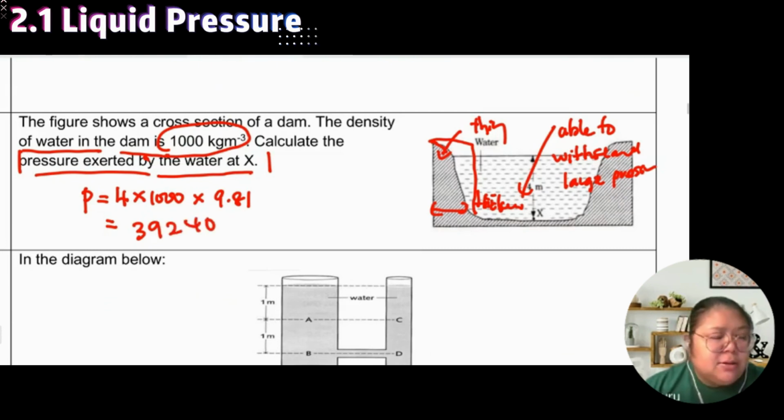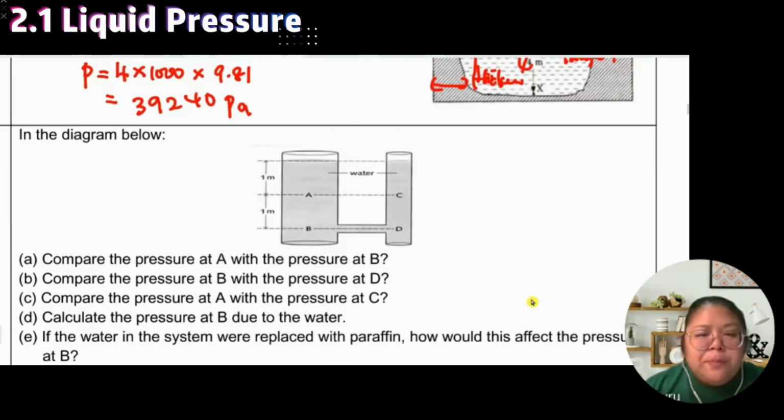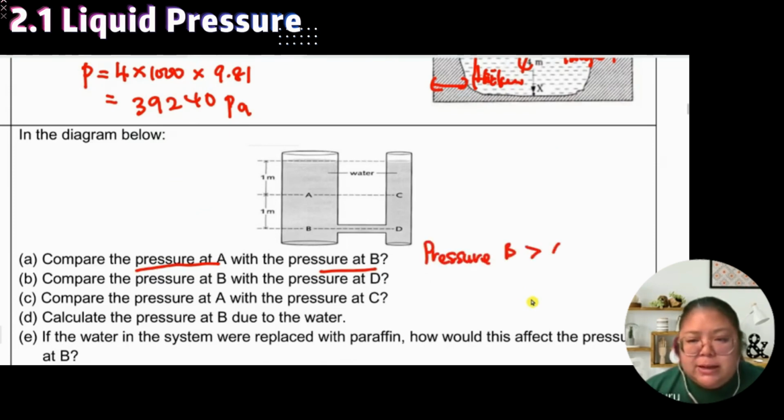39240 Pascal. Okay, so we continue with the compare question: pressure A and pressure B. A is here, B is here. Sure, pressure B is bigger than A. Compare the pressure at B and D: the answer is equal. Compare A and C, and B and D: A and C are also the same.